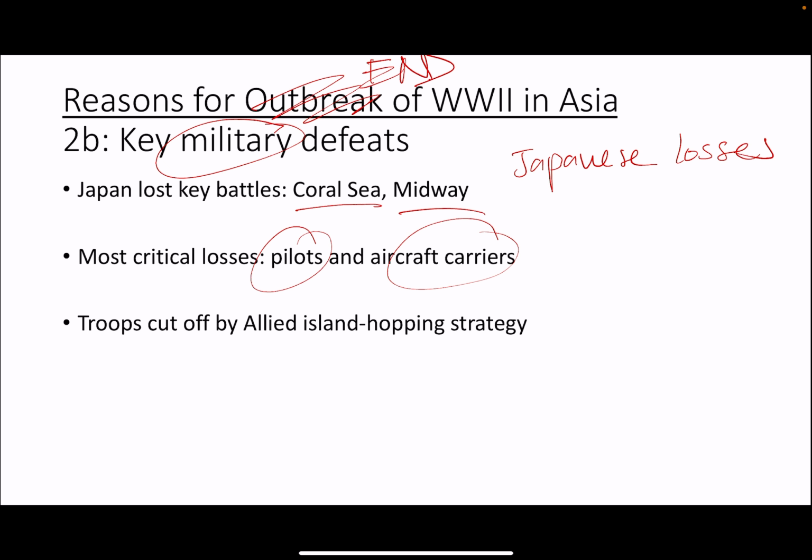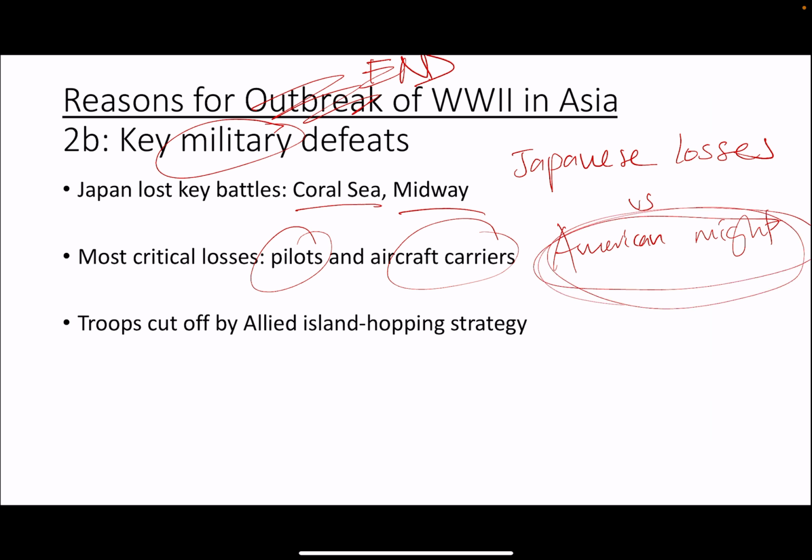Now, but what I want to say is that this is how you can phrase it. Sometimes we get confused between Japanese losses versus American strength, American might. Now, your topic sentences will be different based on what is the point you're trying to make. If you're trying to say that the Japanese lost because of American strength, then you must talk about the example based on American might. But here, if you want to talk about why Japan lost, it is because they were unable to win certain key victories. Okay.